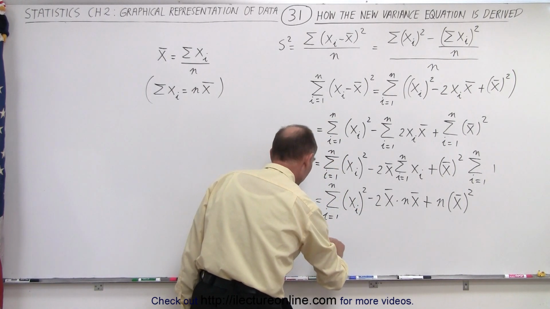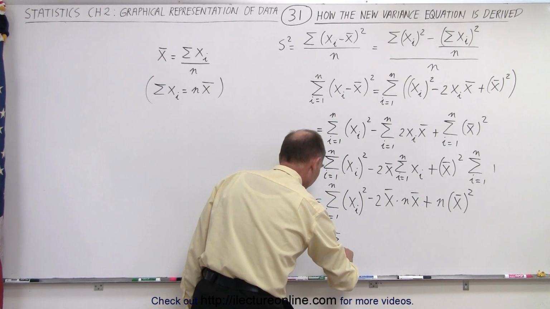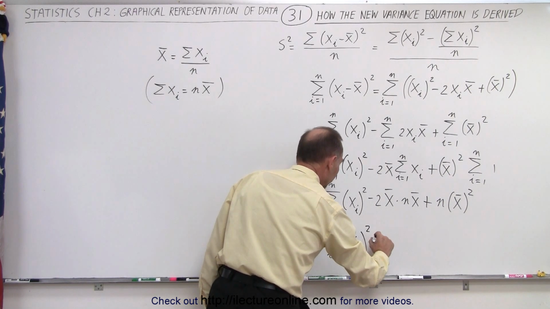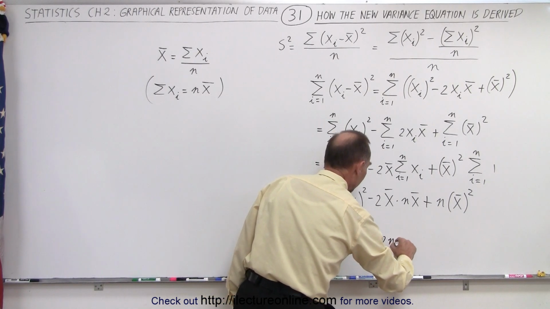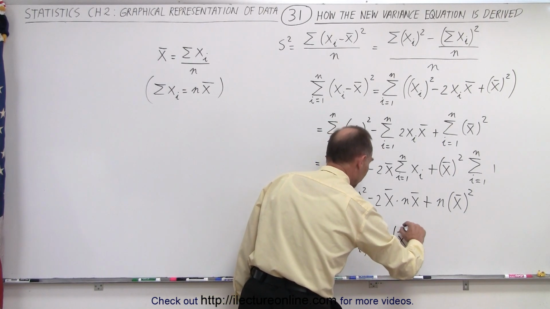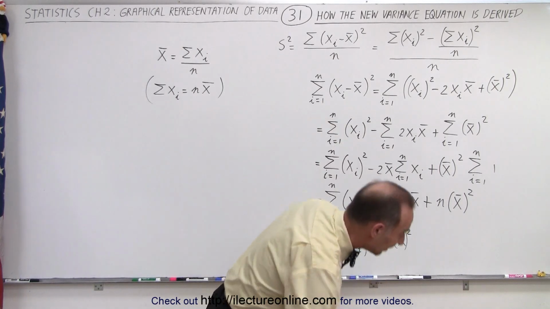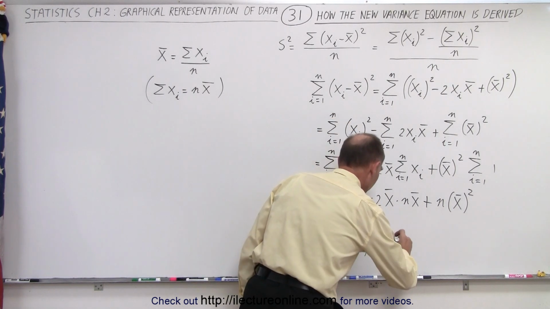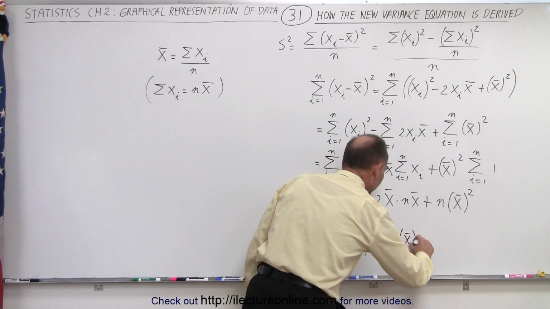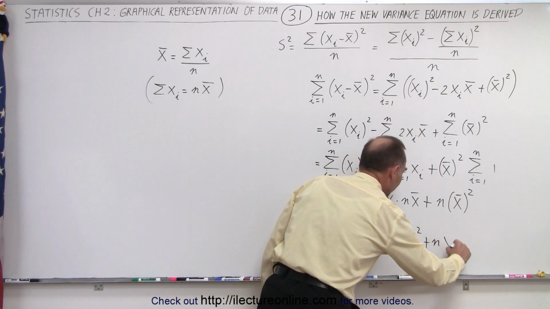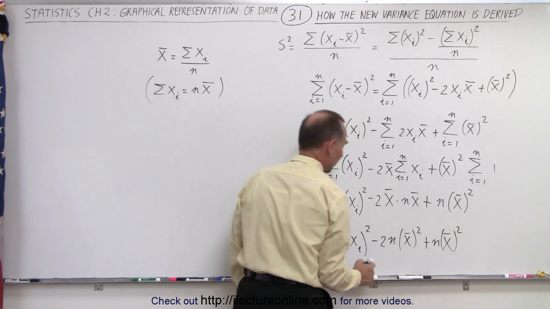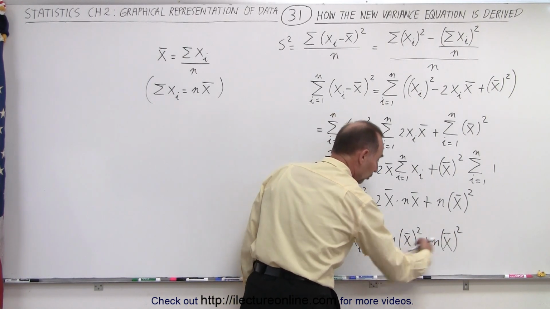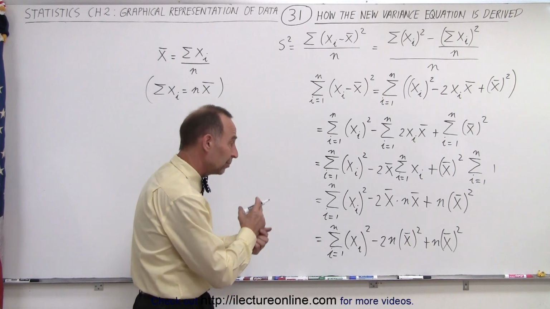So this can be written as the sum from i equals 1 to n of x sub i squared minus 2n times the mean squared. And let's go ahead and put that in parentheses. That's a little messy. Let's clean that up. So we have 2n times the mean squared plus n times the mean squared. Now here we have minus 2n times the mean squared plus n times the mean squared. Those terms are like terms. We can add them together.